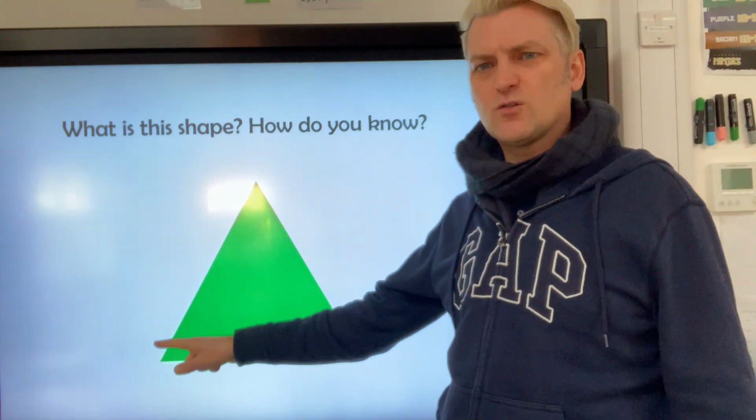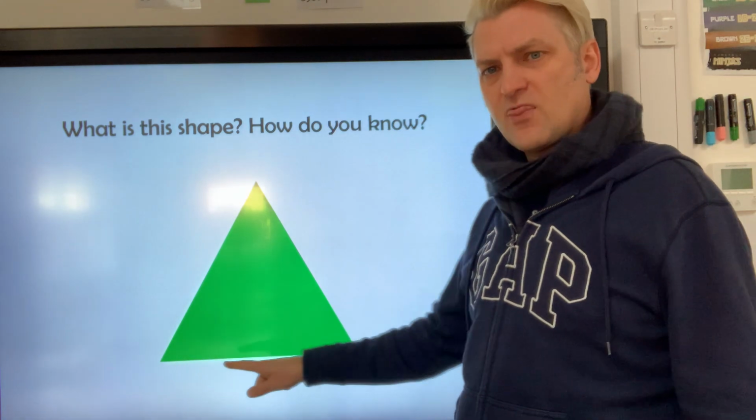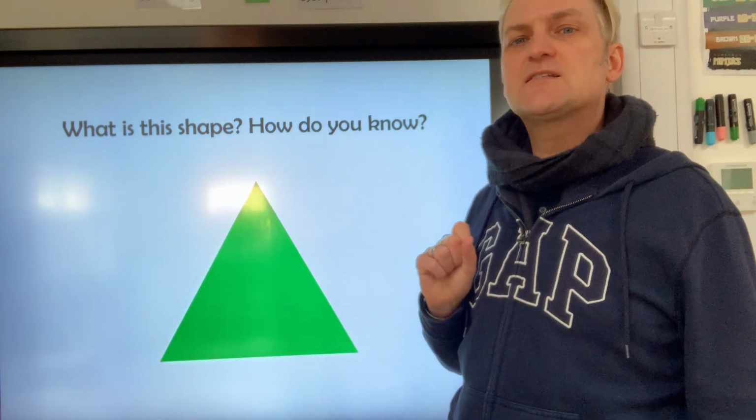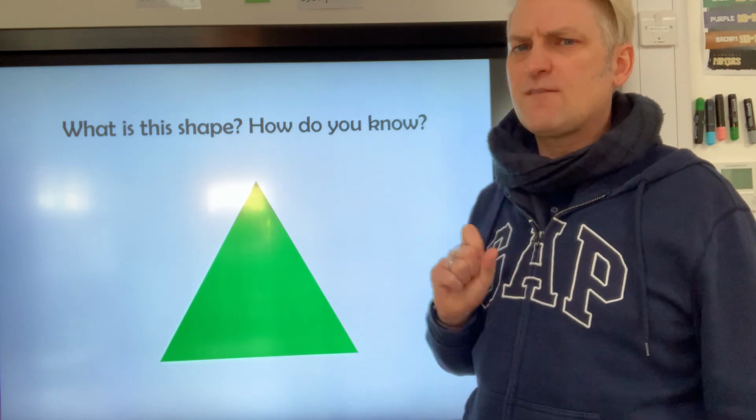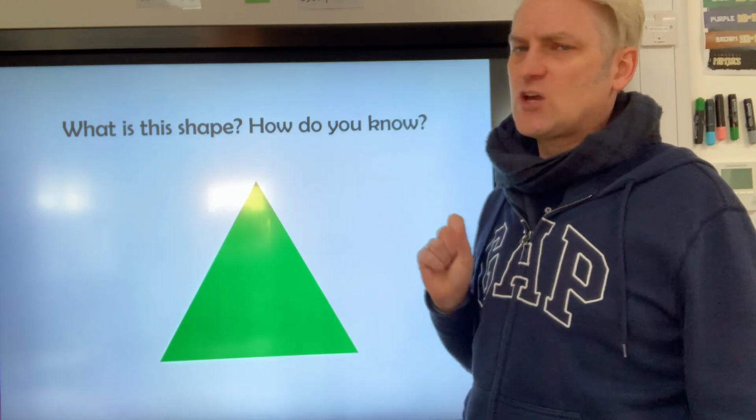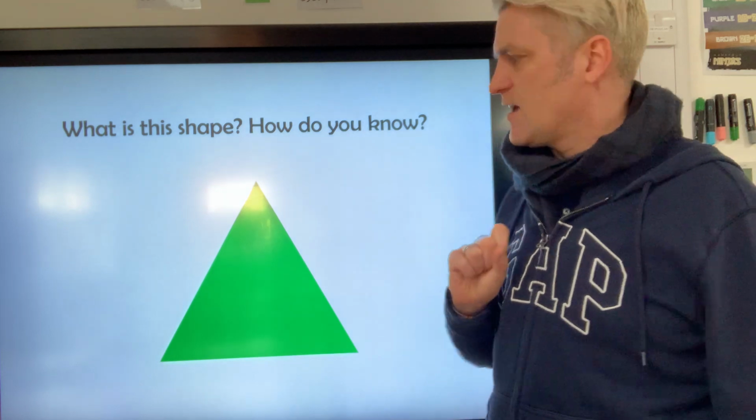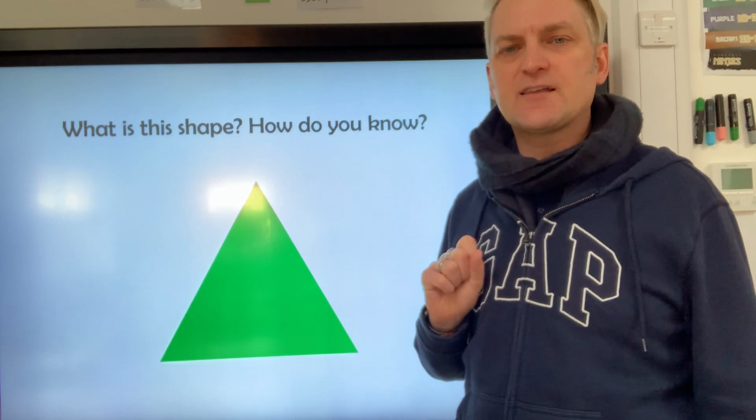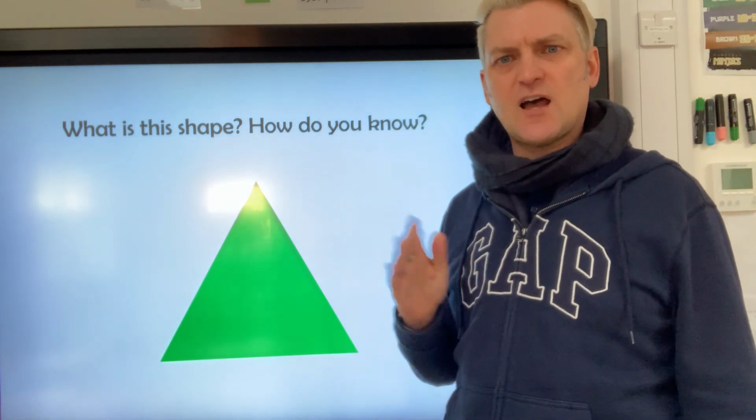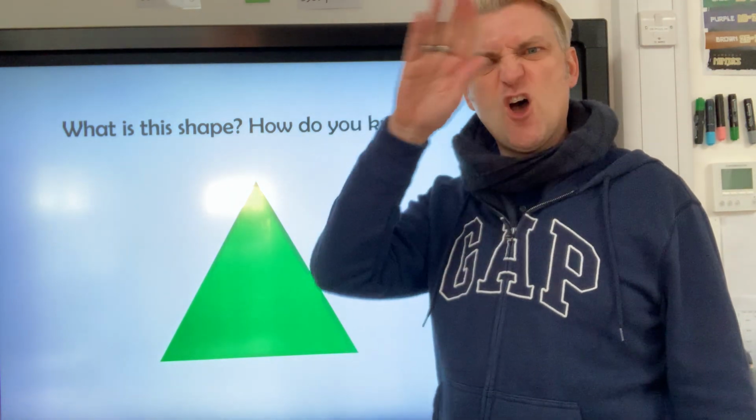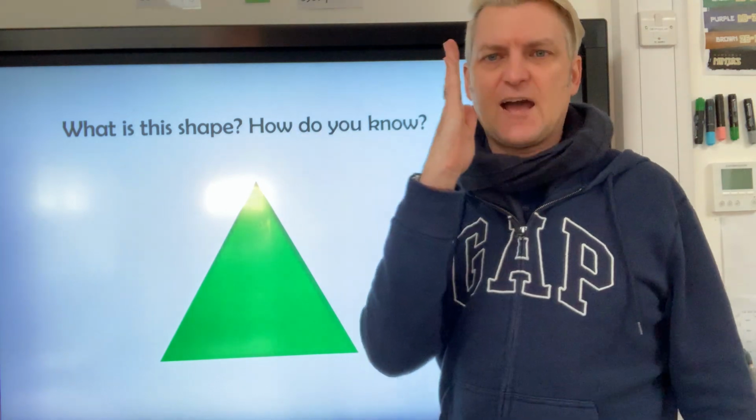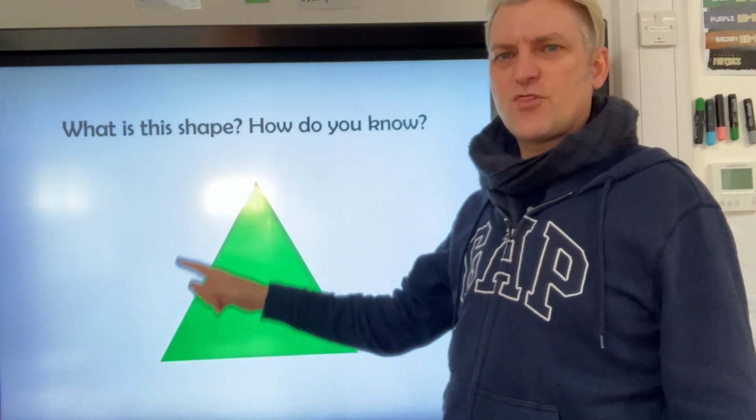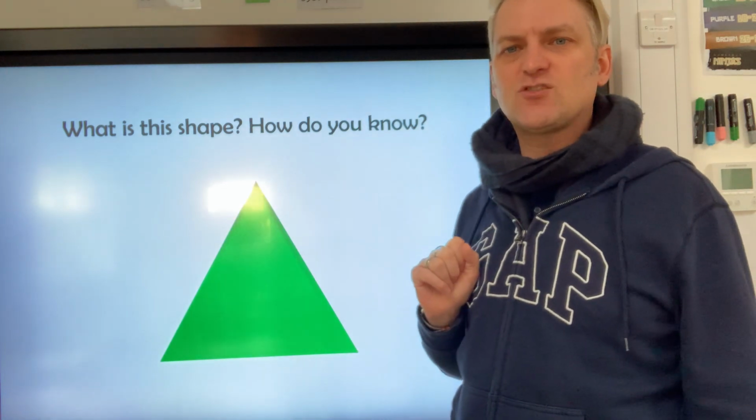What are these called? There, and there, and there. They're called the sides, aren't they? Be careful not to say edges, because this shape doesn't have edges, it has sides. It's got 1, 2, 3 sides. And what's special about those sides? Are they wibbly wobbly? Are they curved? Or are they nicer and straight? That's right, they're straight. There are 3 straight sides on a triangle.